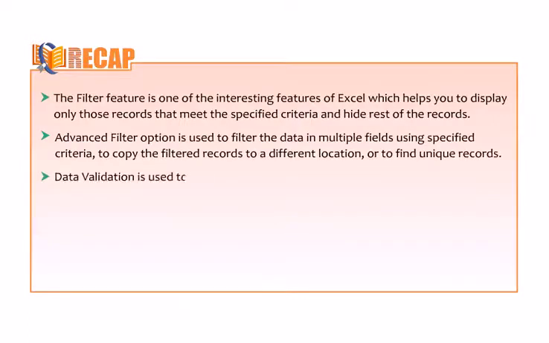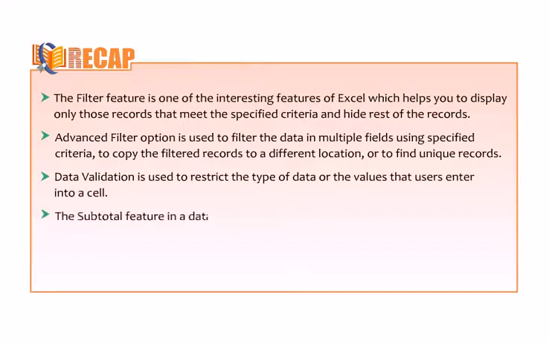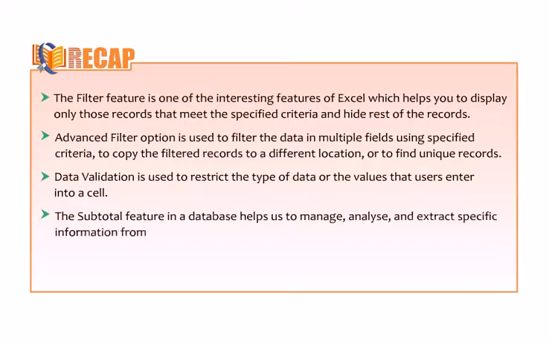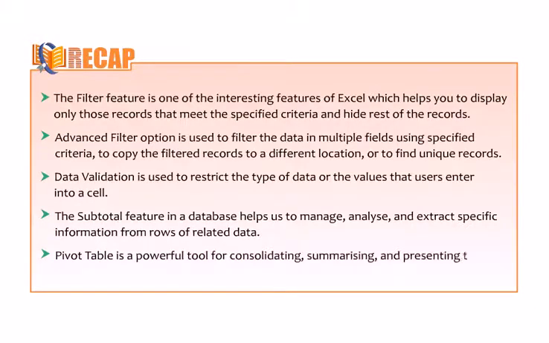Data validation is used to restrict the type of data or the values that users enter into a cell. The subtotal feature in a database helps us to manage, analyze, and extract specific information from rows of related data. Pivot table is a powerful tool for consolidating, summarizing, and presenting the data.